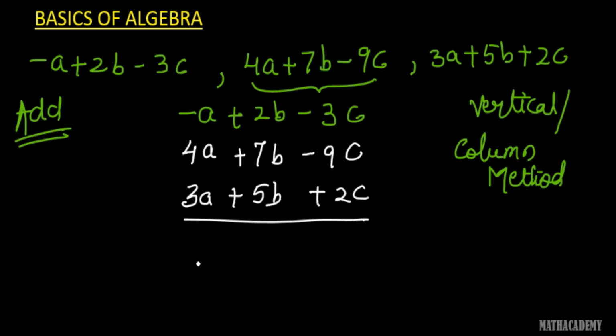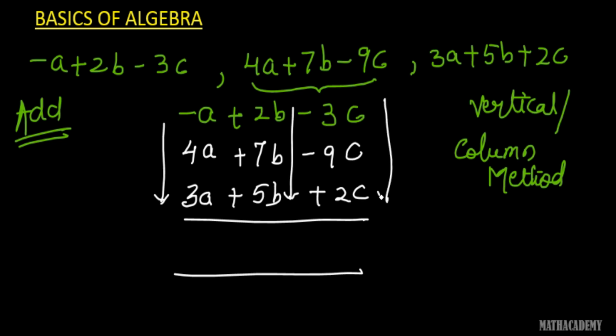And now we will add all the like terms together. We will be adding minus a, 4a and 3a, which gives you 6a. We will be adding 2b plus 7b, 9b, plus 5b, 14b. And minus 3c plus minus 9c gives you minus 12c, and plus 2c gives you minus 10c.